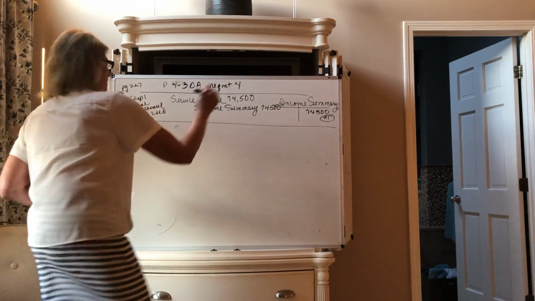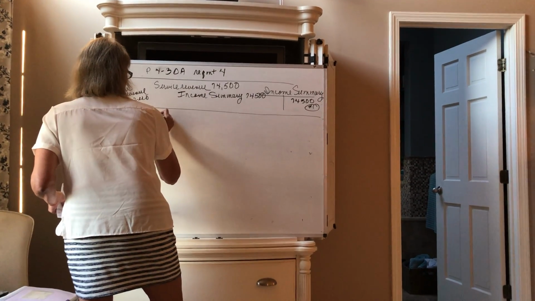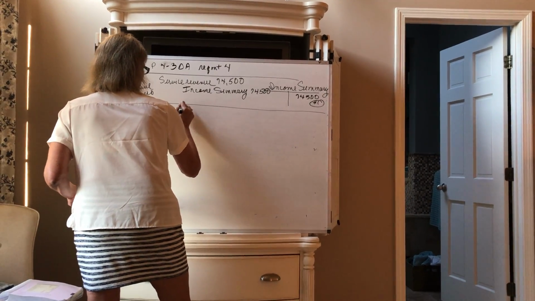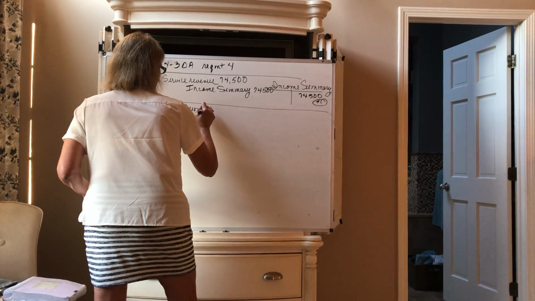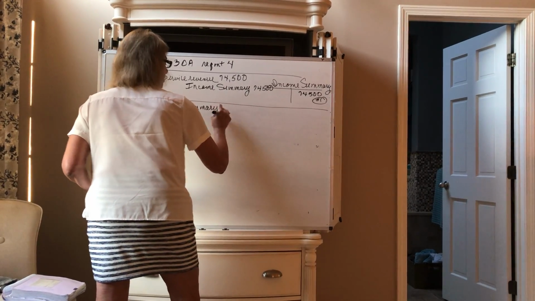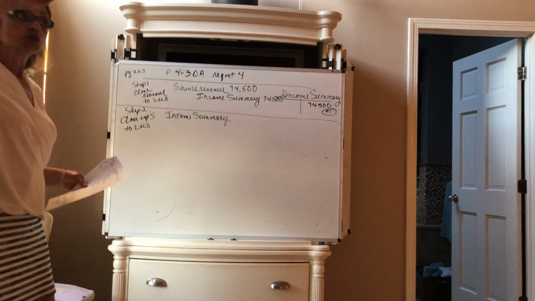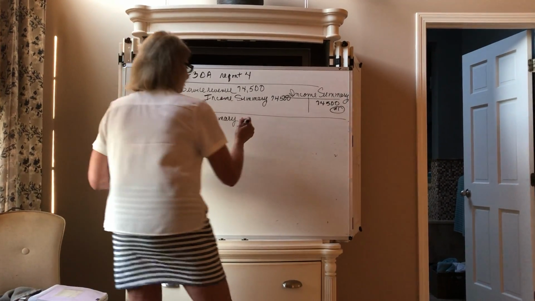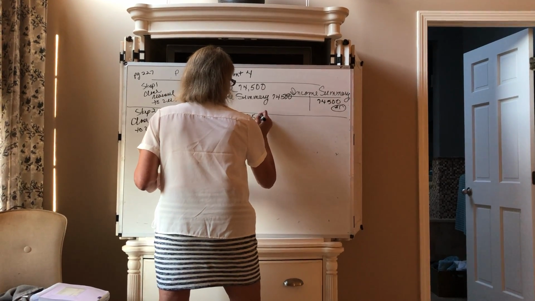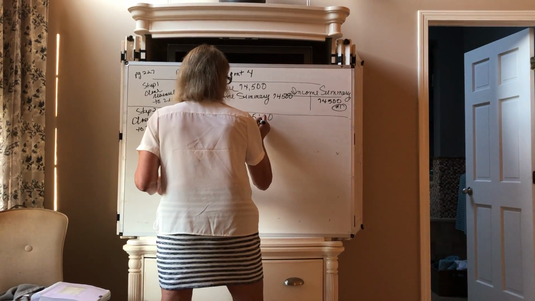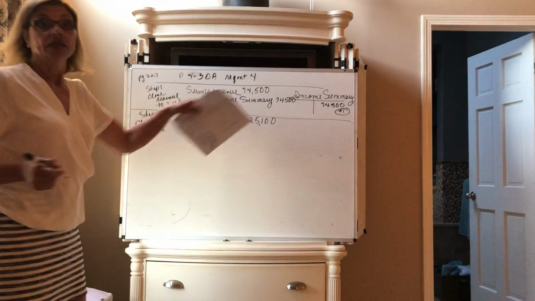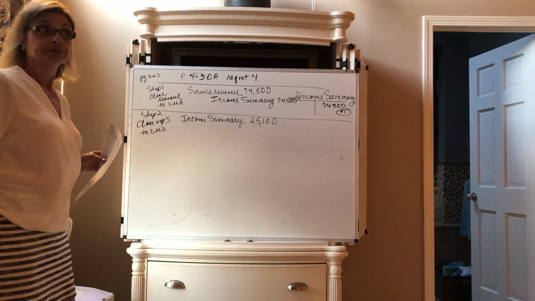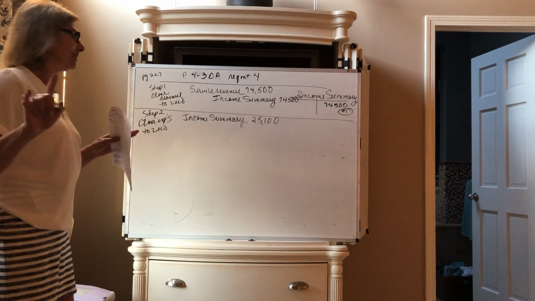So we know we're going to debit income summary for a total of all of the expenses. And I've already totaled them up. Again, you credit each one separately. But if you total them up, they only come to $25,100. So you can see we're in good shape in this problem as far as having a net income. The revenue is way more than that, right? So we're not going to have a loss situation.